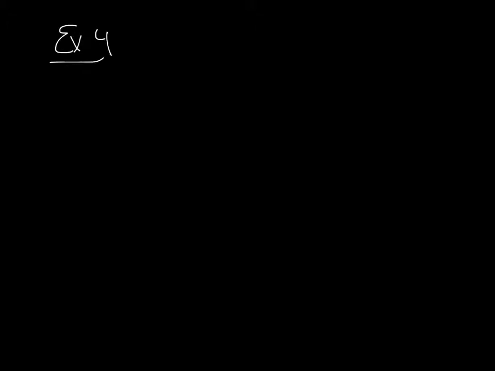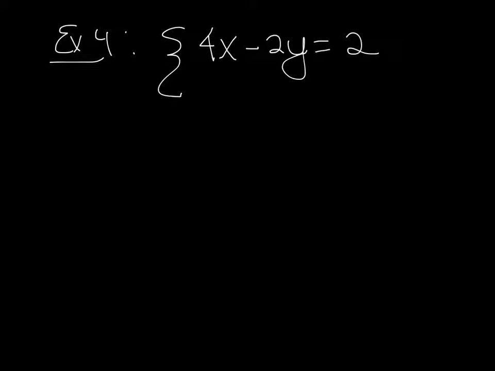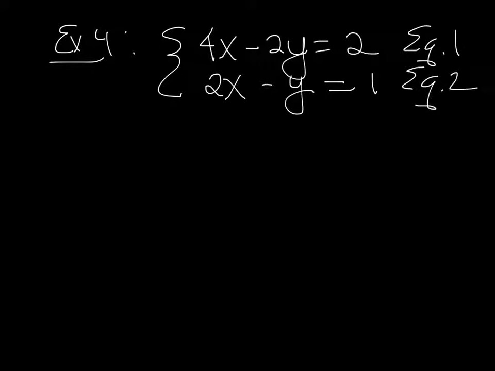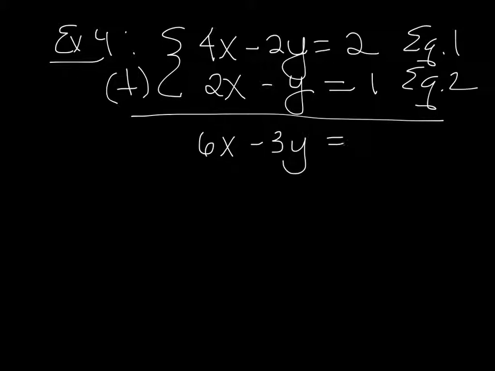Okay, example 4. The system of linear equations is the following. 2x minus y equals 1. Okay, equation 1, equation 2. If we add these vertically right now, one of our variables, or more than one of our variables, is going to be eliminated. And the answer is no, right? If we add them up, we get 6x minus 3y equals 3.